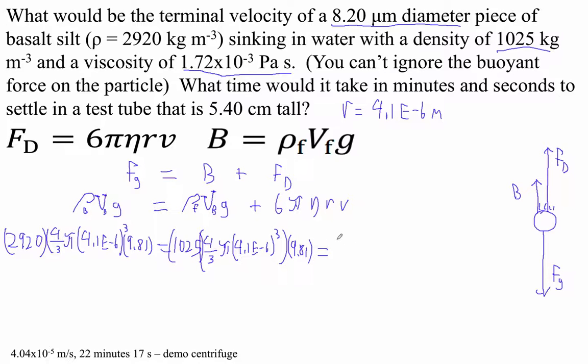Okay, and then it's 6 times pi times, where's our viscosity? There it is. 1.72 times 10 to the minus 3rd. Okay, our radius, we need our radius next. 4.1 e minus 6 times, finally, the variable V. All right, let's see, do we have it all? I feel like we do. V, yes. All right, wow.